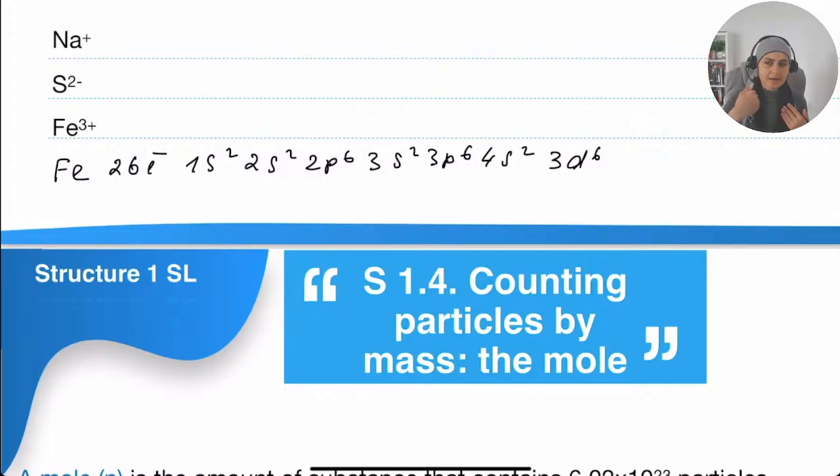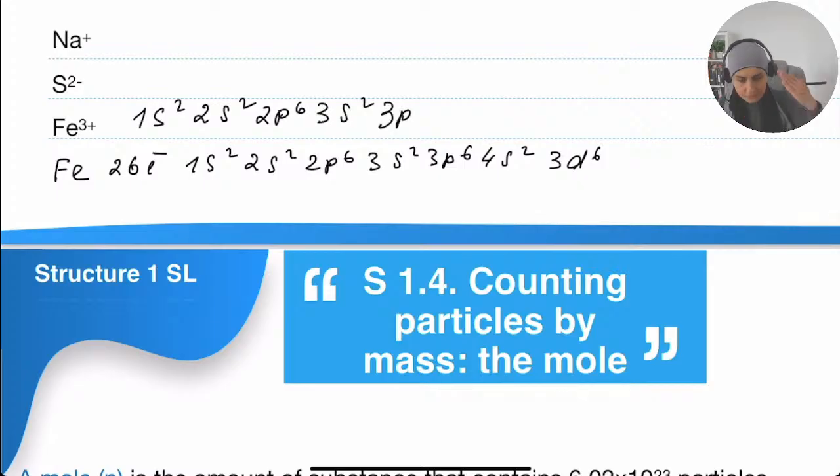Now to make it iron 3 plus, what do we do? We first remove the 4s electrons. There are two, so I can remove only two, and the third one would come from 3d. So the configuration would be 1s2, 2s2, 2p6, 3s2, 3p6, then 4s0, you don't have to write it, but I removed the 4s, and 3d5. So 4s electrons are removed before 3d.